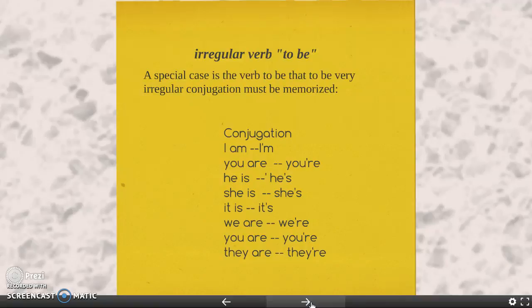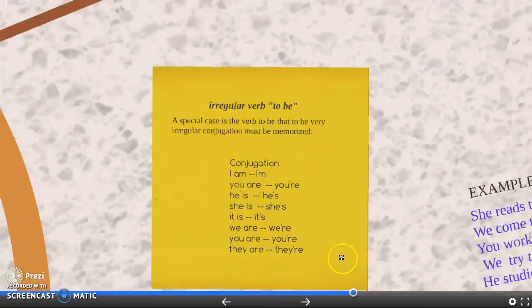Irregular verbs. Do you remember the verb to be? The verb to be is a special verb. It doesn't need any auxiliary. It is its own auxiliary. And it's very irregular. Here's the conjugation. I am, you are, he is, she is, it is, we are, you are, they are. Mind the contractions here.